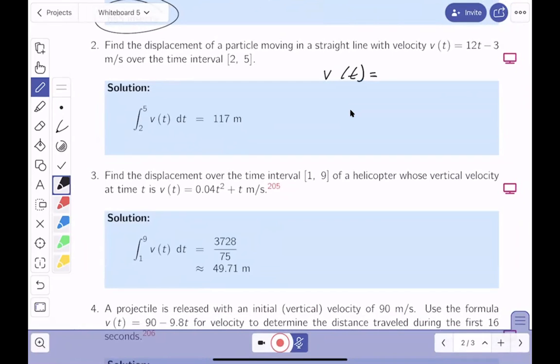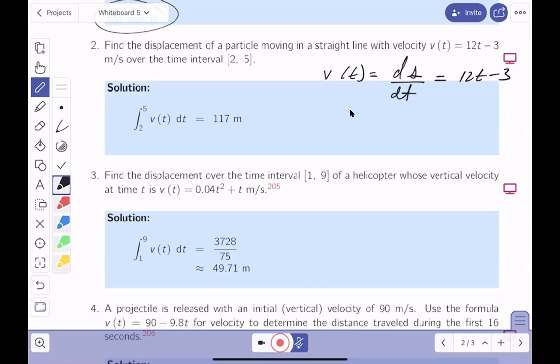V(t) is a derivative. It's the change in the position with respect to time. And what's that going to be? 12t minus 3. All right. Now, I need to work backwards, and there's many ways to do this. And I'm going to say probably integration is not a bad way to do it.